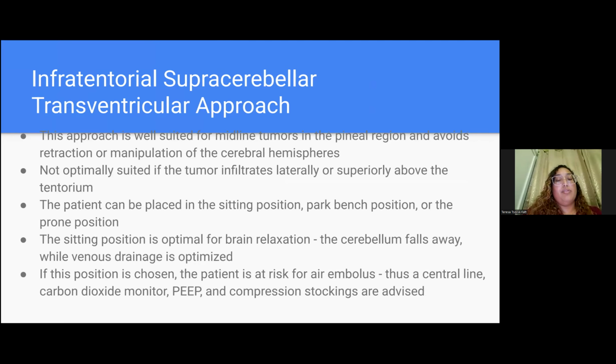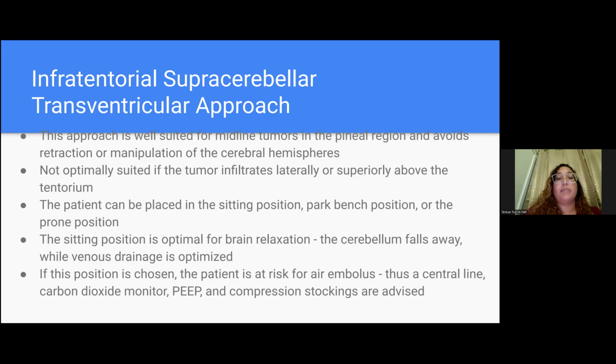So the next approach is the infratentorial supracerebellar transventricular approach. This approach is well suited for midline tumors in the pineal region, and it avoids retraction or manipulation of the cerebral hemispheres. It's not optimally suited if the tumor infiltrates laterally or superiorly above the tentorium. In this approach, a patient could be placed in a sitting position, the park bench position, or even in a prone position. The sitting position, however, would be optimal for brain relaxation and allowing the cerebellum to fall away while venous drainage is optimized.